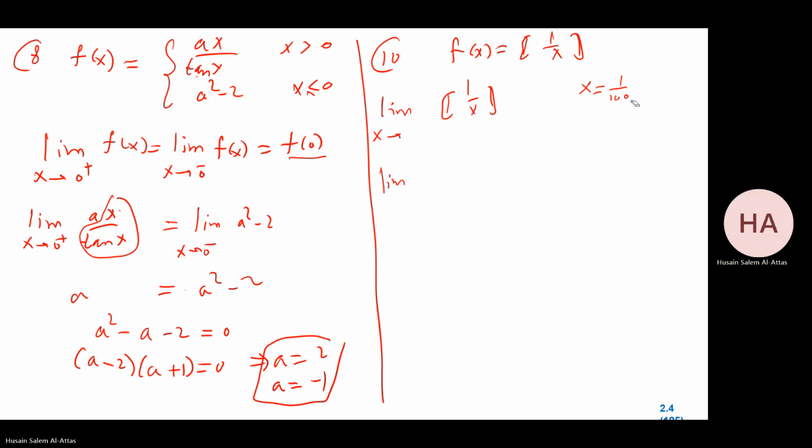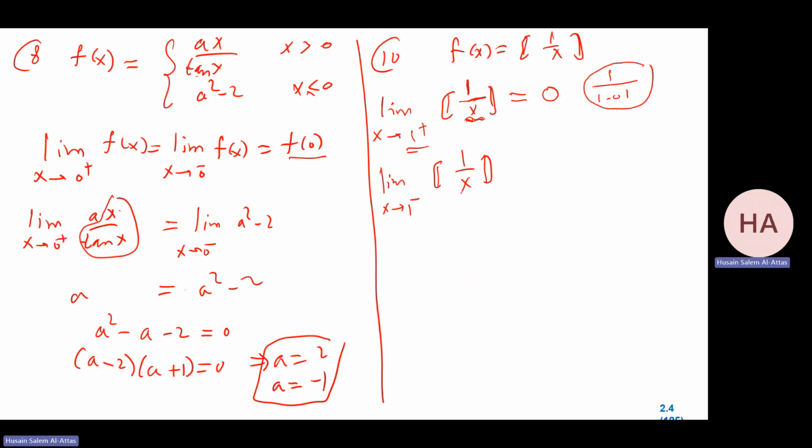Let me do it at 1. At 1, I think is a good one. At 1, left and right. Sometimes you cannot do it for everything. 1 from the right, it means x is greater than 1. 1 over a value greater than 1, I can think of 1 over 1.something. So this will be a value between 0 and 1. So this greatest integer will be 0. 1 from the left, you're talking about 1 over 0.99999 something. So this will be more than 1. So this will be 1.